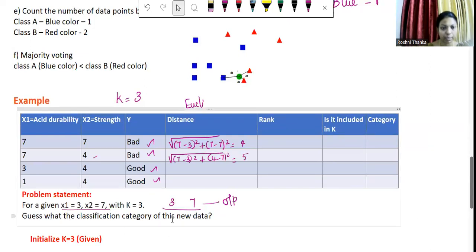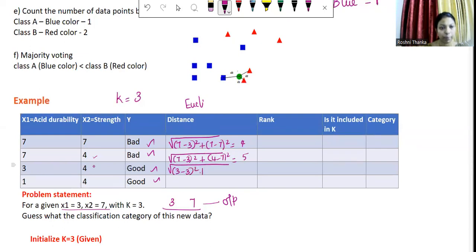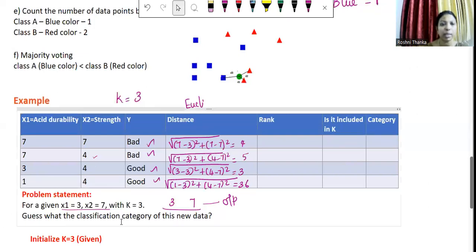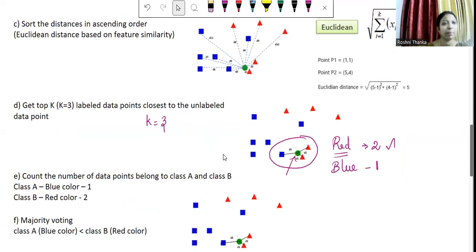Similarly, now we want to find the distance between this and the point 3 comma 4. So we will get the square root of 3 minus 3 the whole square plus 4 minus 7 the whole square. You will get the value as 3. And then the last one, 1 comma 4 with 3 comma 7. So 1 minus 3 the whole square plus 4 minus 7 the whole square. We will get the value as 3.6. So now we have calculated the distance between the newly arrived data 3 comma 7 and 7 comma 7, 7 comma 4, 3 comma 4, and 1 comma 4. So the second step is over.